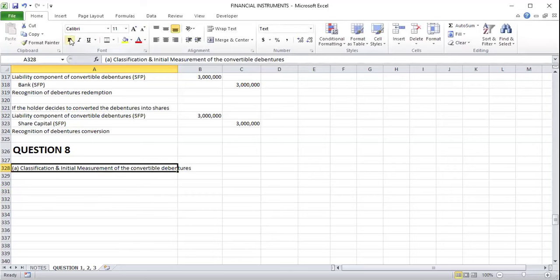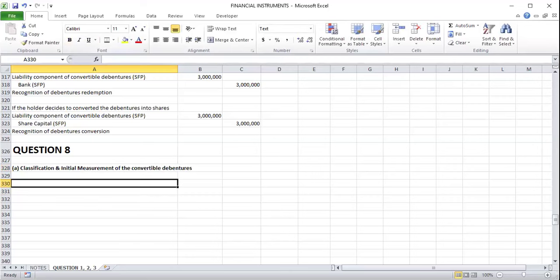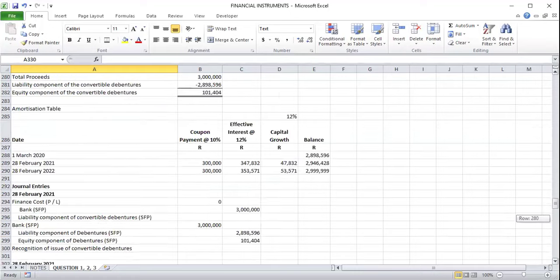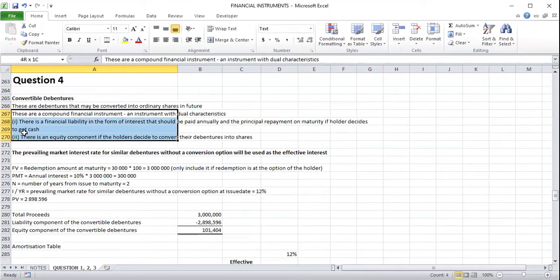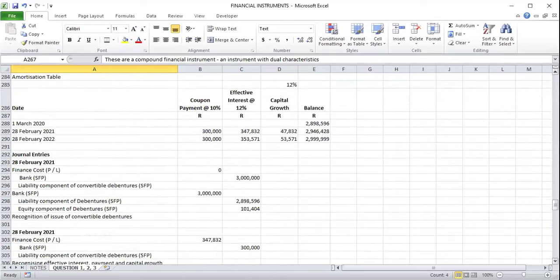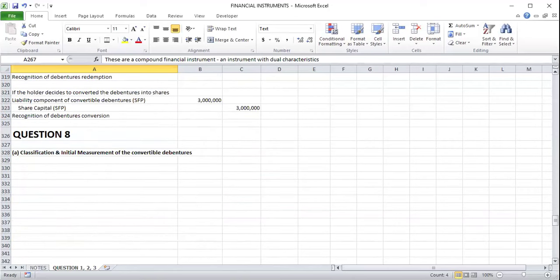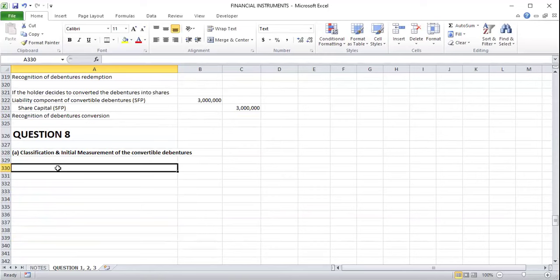Right, my friends. Actually, our answer is here. When I explained that these are compound financial instruments, that's where our answer is, I'll just do it more comprehensively here. Whatever I'm writing, my friends, it also applies if we're dealing with convertible preference shares. It's the same interpretation also for convertible preference shares.